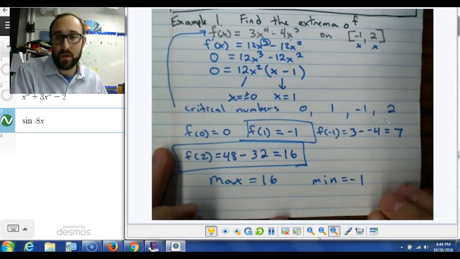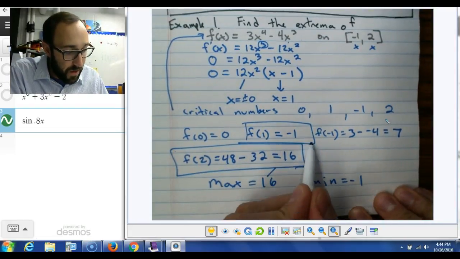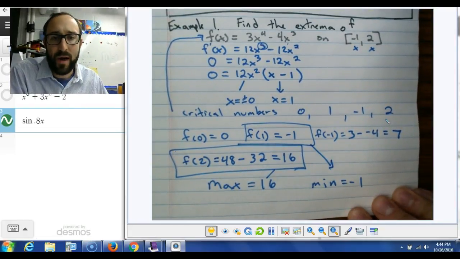Sorry, you can't see that. There we go. My max is 16. My min is -1. So we're only worried about the y values.